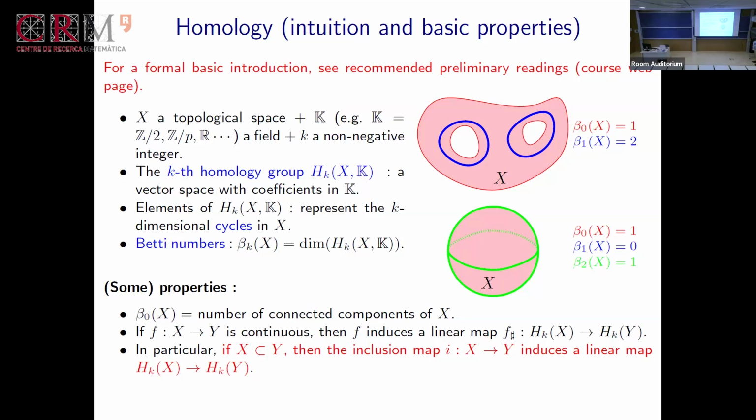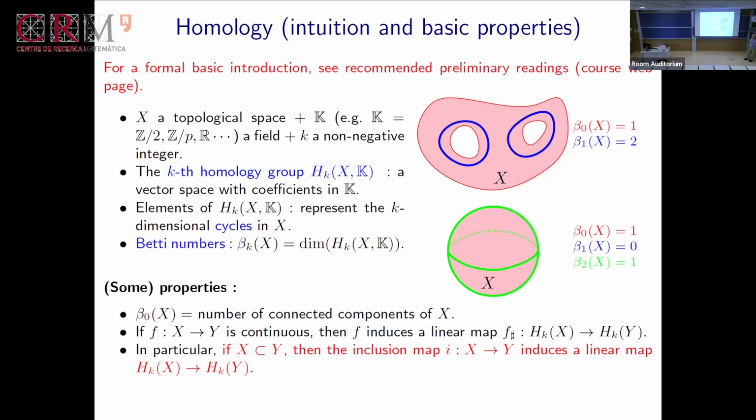If we look at the example of the unit sphere in R3, beta 0 is 1 because it's connected. Beta 1 is 0 because you have cycles, but they bound a disk. If you take a cycle, it does not turn around a hole. So there is no non-trivial cycle in the sphere, so beta 1 is 0.